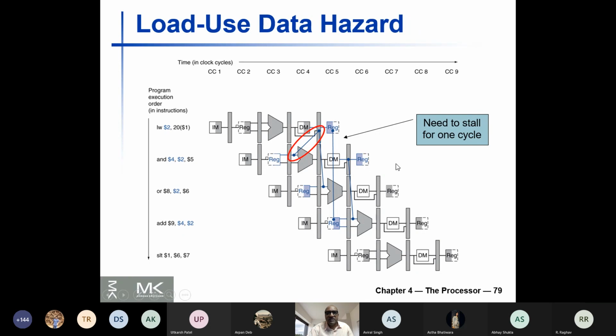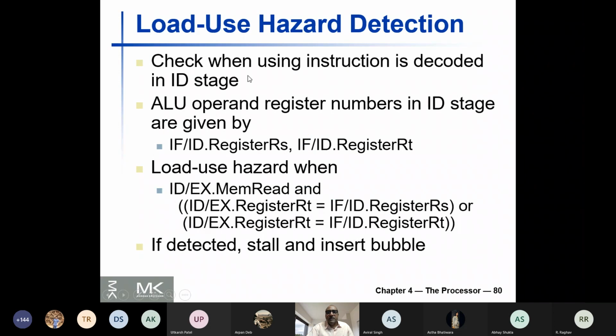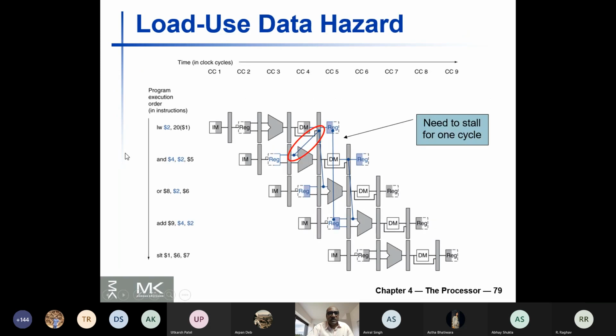So you can see how we formulate the condition for detecting this hazard. Check when the instruction is in the decoding stage, that is, the ALU operand register number of the ID stage is given by this. We already know this, because this is a logical or arithmetic instruction.